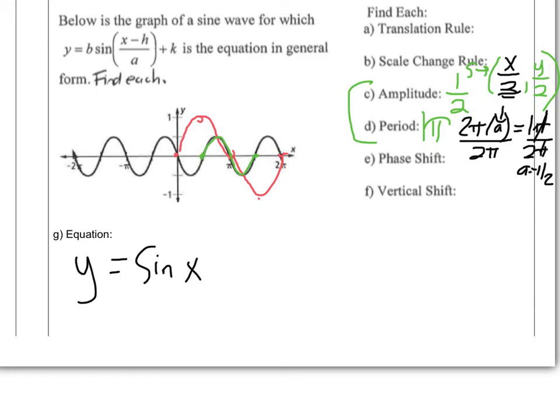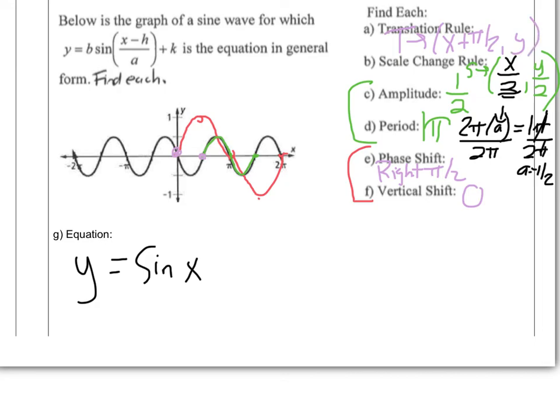Now let's go ahead and do the phase shift and vertical shift. So I'm going to grab one of the key points here on the sine function, right there in the parent, which we go to here now. If I notice, it looks like I move right pi over 2 units. So the phase shift here is right pi over 2. There is no up or down movement, so there's no vertical shift. So the translation rule for this is going to be x plus pi over 2 and y.